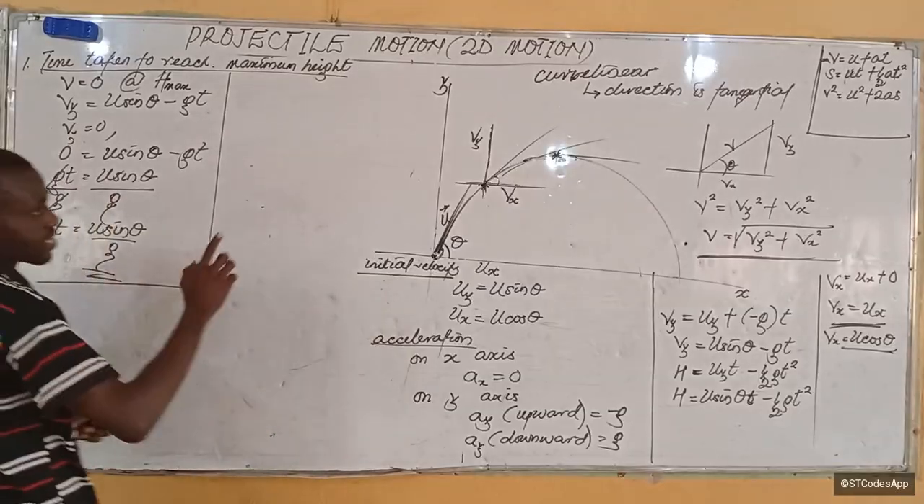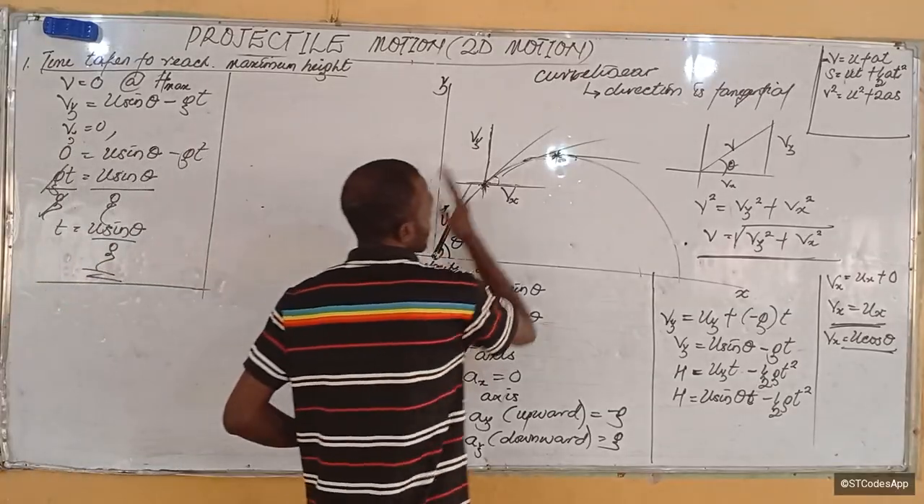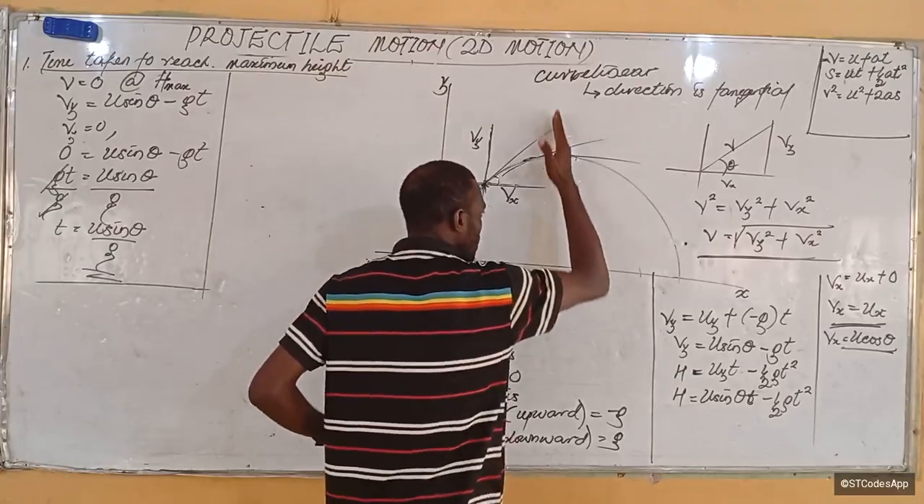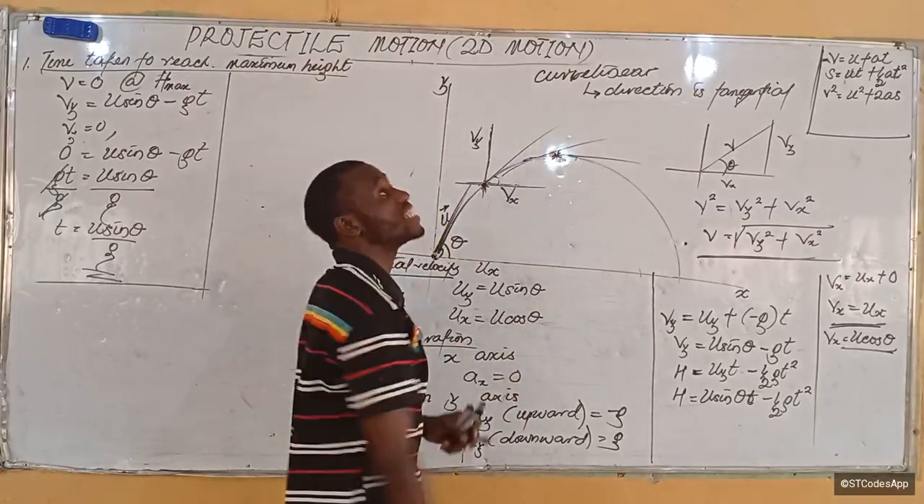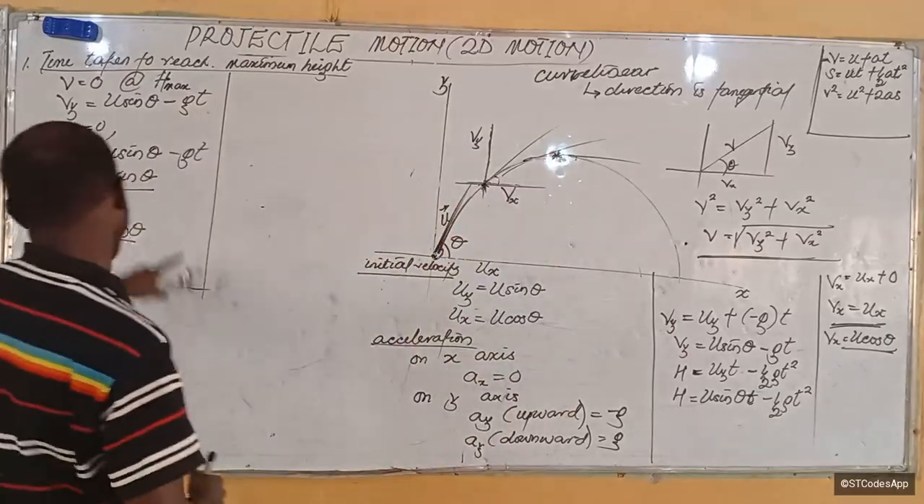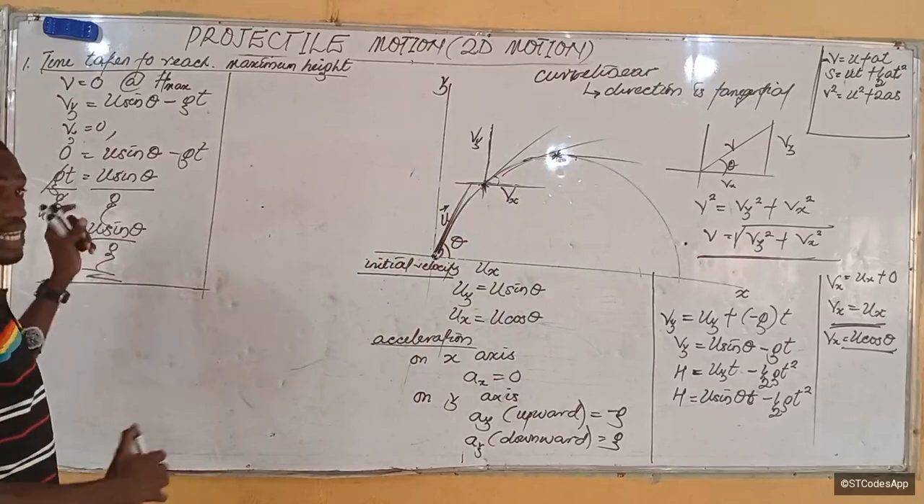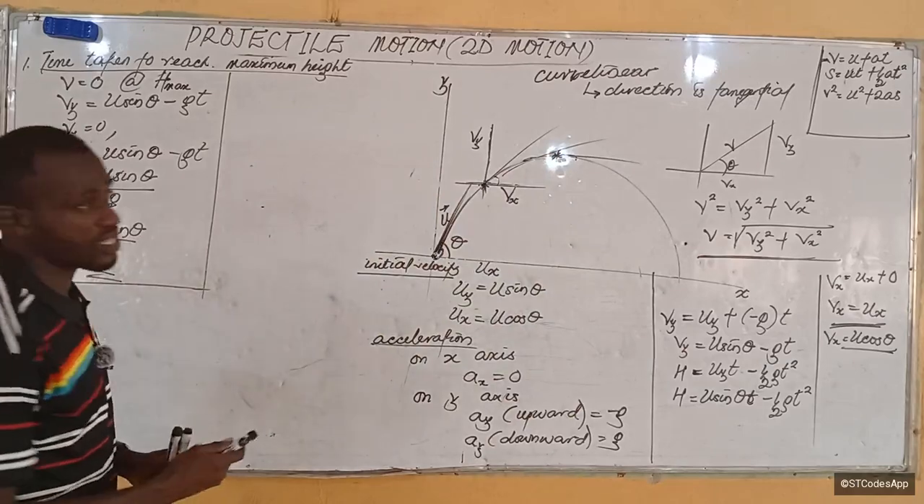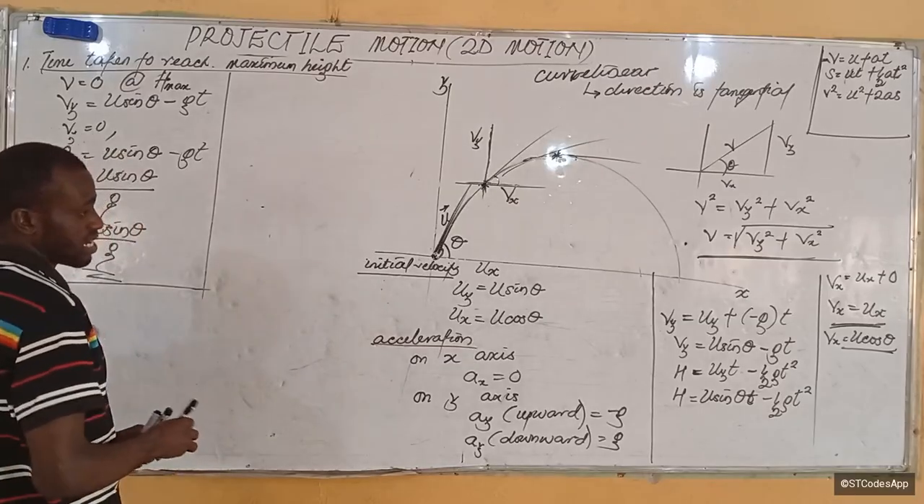Since you know that if this body took a particular time to get here, and this place divides the motion into two, then it will take the same amount of time to get down. So what you just do is multiply this equation by 2. Is that clear? When you multiply it by 2, you get the same answer. But let me use another way to derive it here.